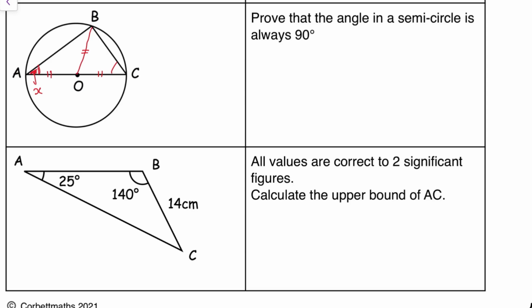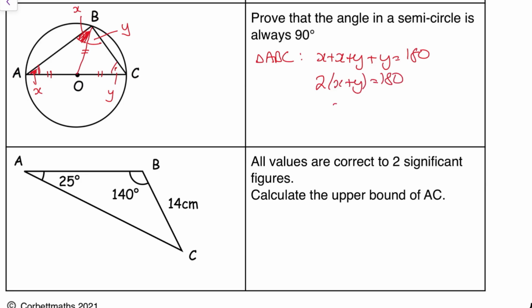And angle OCB is equal to Y. Then you're going to make an argument that because of isosceles triangles, this is also equal to X, and this is also equal to Y. Therefore, if I consider triangle ABC, all the angles must add up, so 2X plus 2Y is equal to 180, which means that X plus Y is equal to 90, and you have proven it's a right angle.